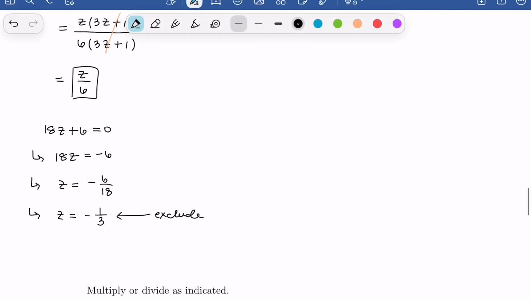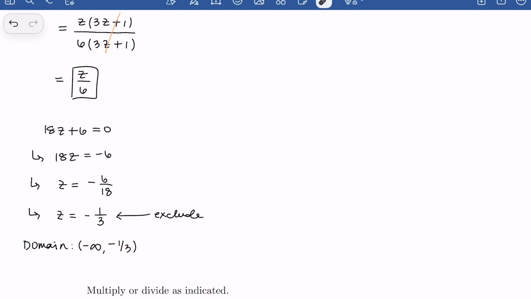So our domain in this case, we'll write it in interval notation, is going to be from -infinity up to -1/3, but we're not including this value. We're saying everything up to this value and not including it, and we're indicating that with a parenthesis. If we were including this value in our domain, we would have had a bracket here.